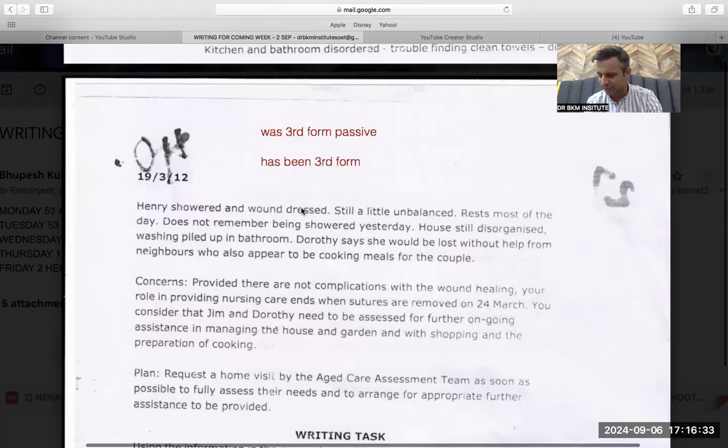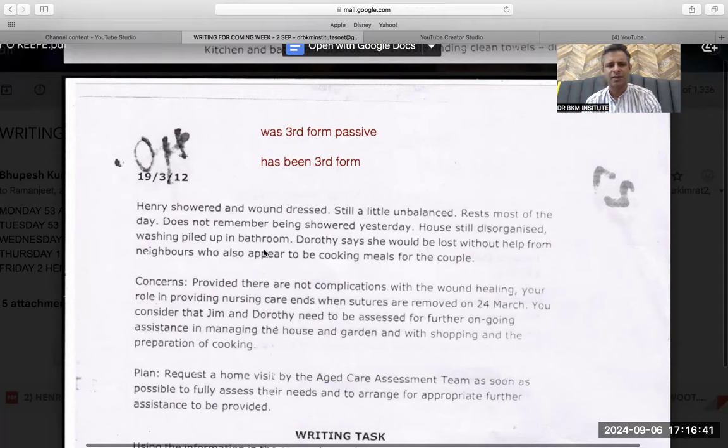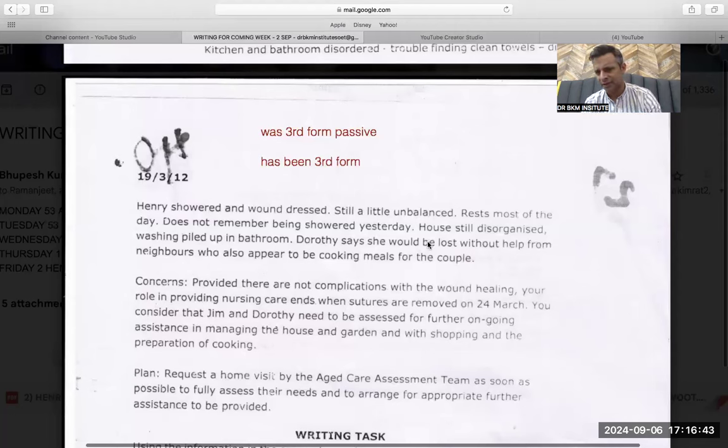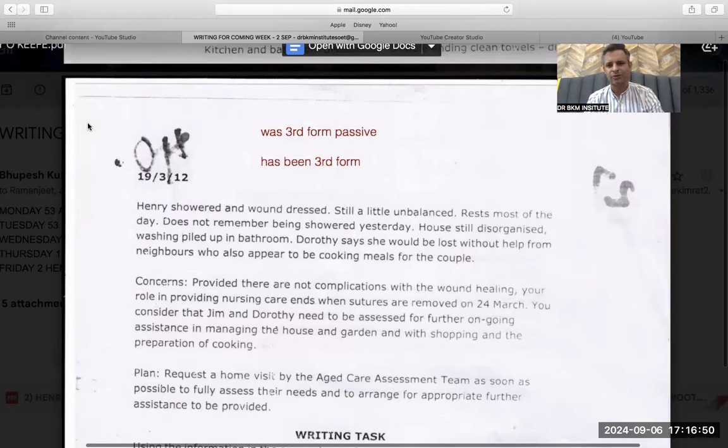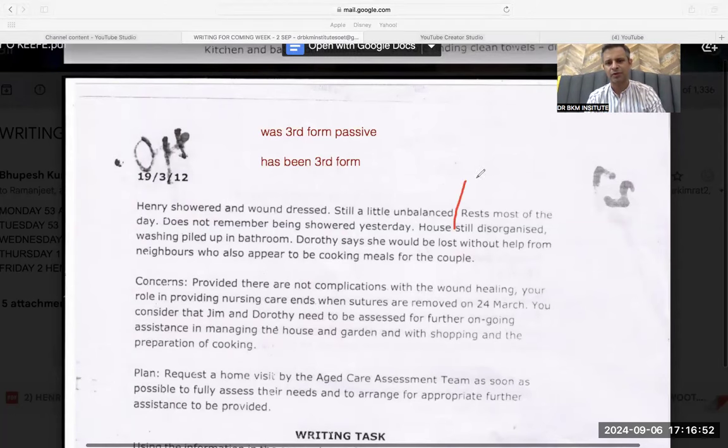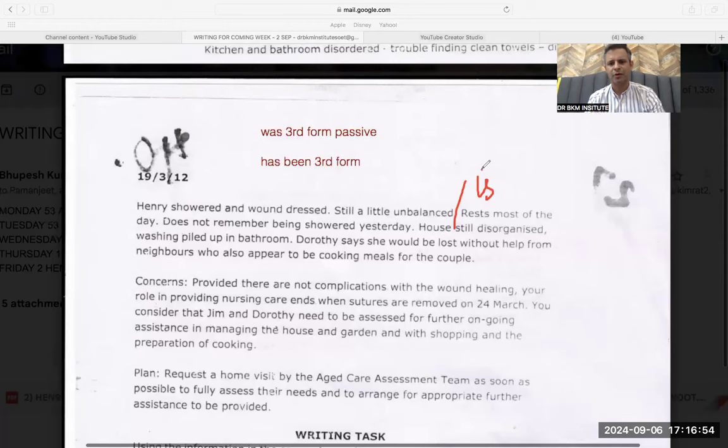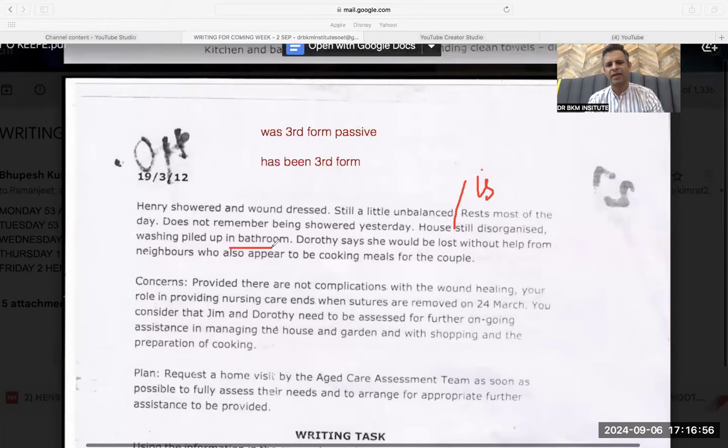Today he has been showered by us, passive voice. And wound has been dressed. He is still a little unbalanced. Rest you can put in simple active voice. He is still unbalanced. Does not remember anything about showering. So that means mentally he is not good. House is still, so you just keep on putting grammar. House is still disorganized. Then put is. House is still disorganized, piled up in the room.